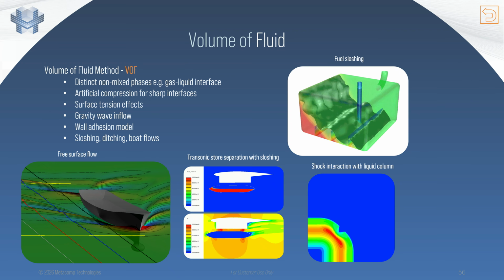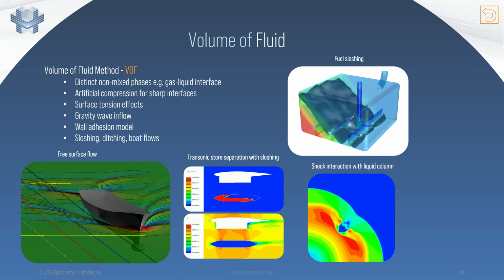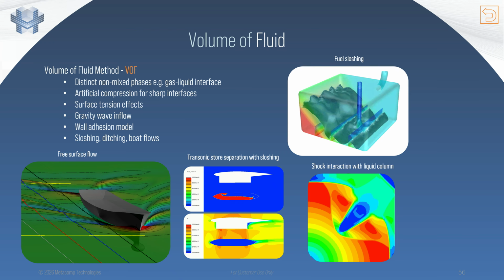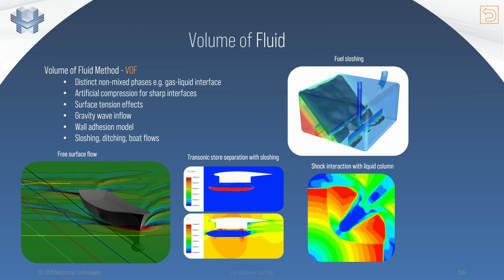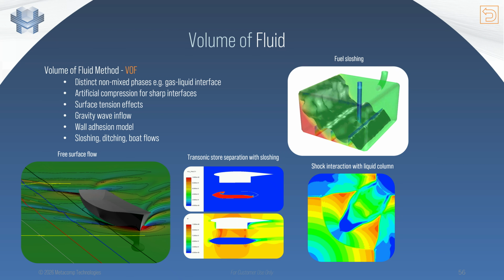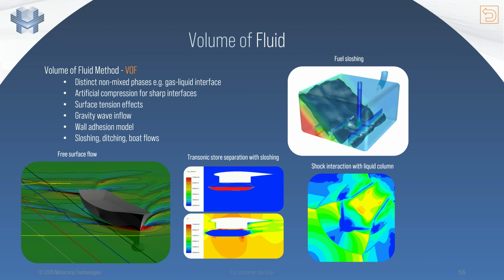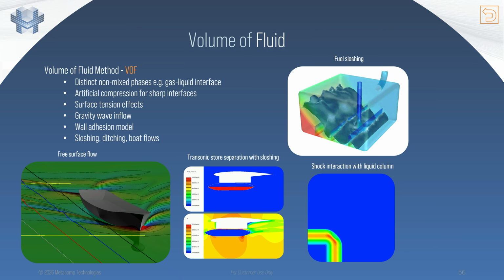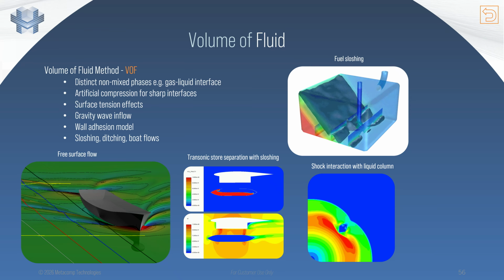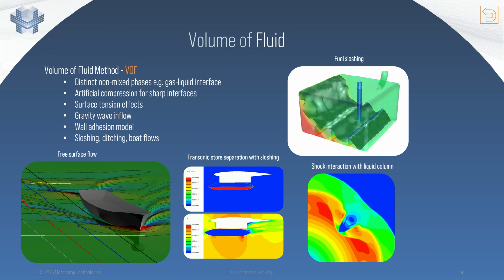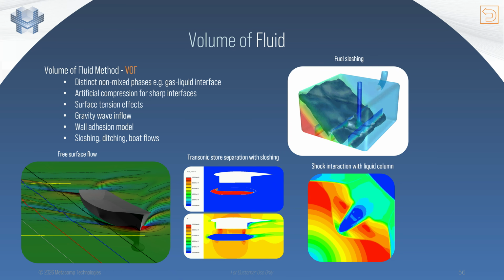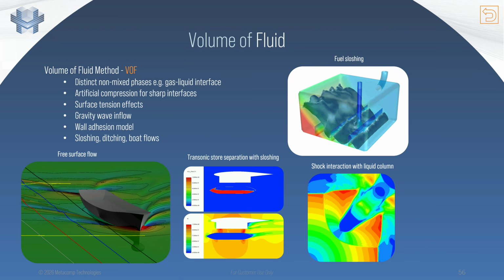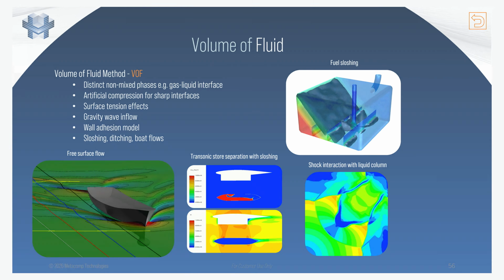The volume of fluid model in CFD++ is designed to simulate distinct, non-mixed phases, such as gas-liquid interfaces, with artificial compression techniques available for sharper interface representation. It can account for surface tension effects and includes a specialized gravity wave inflow boundary condition for prescribing waves at air-water interfaces, as well as a wall adhesion model to predict wetting angles. The volume of fluid model has been successfully applied to various scenarios, including sloshing, ditching, and boat flows.